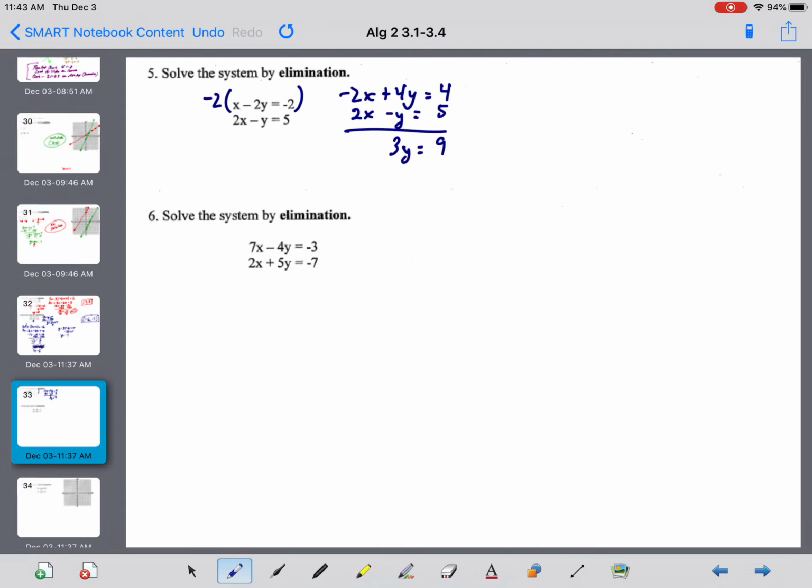4y and negative 1y add up to 3y. 4 and 5 add up to 9. I've got my y solution. Y is equal to 3. So in terms of a solution, that's the second part of the ordered pair.